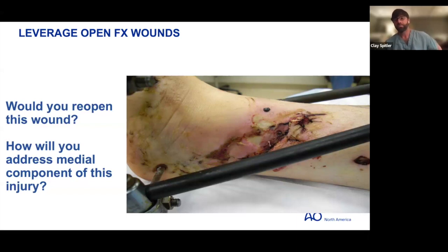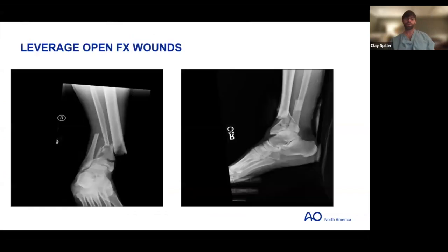And so now I get CT scans for all of my open pilon fractures pre-op, and then often again post-op if I feel like I need it, because I want to understand the fracture as much as possible so that I can do as much as possible to avoid having to reopen primarily medial traumatic wounds. So here's an example of that.